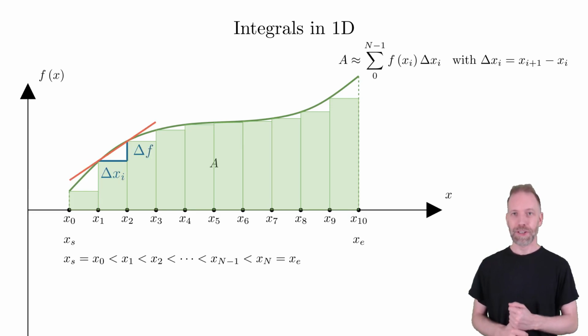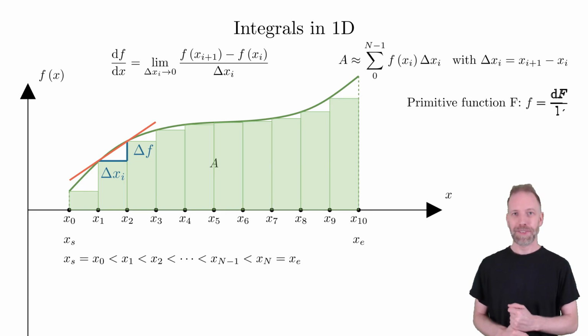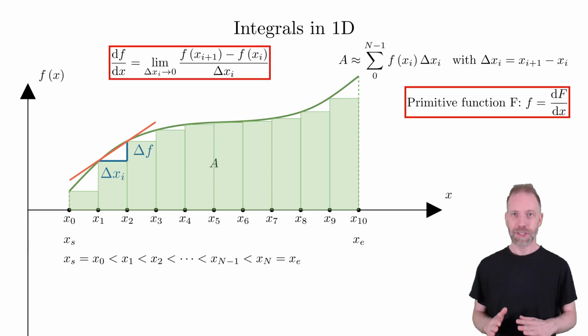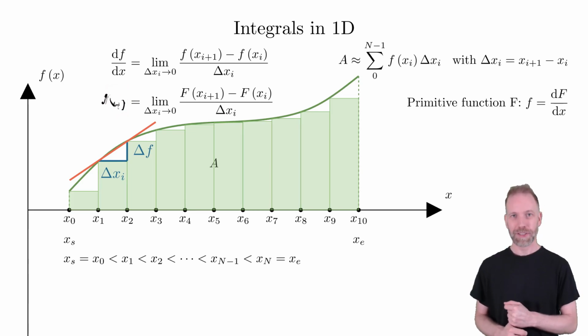Let us also remember the derivative, which is the slope of the curve, delta f over delta x, or the limit of f of xi plus 1 minus f of xi over delta x when delta x goes to 0. Note that xi plus 1 is xi plus delta x. Now we're going to introduce the primitive function capital F, such that f is the derivative of this function. Let's insert the primitive function in the definition of the derivative. We can write the derivative as f of xi according to the definition of the primitive function.